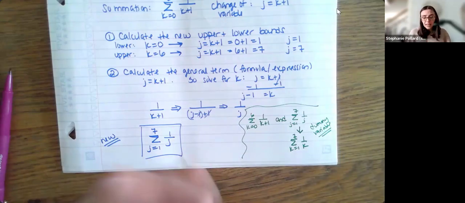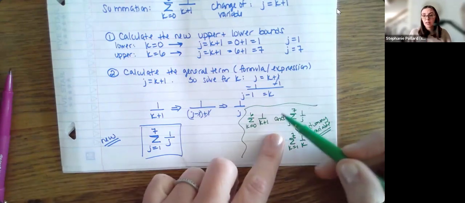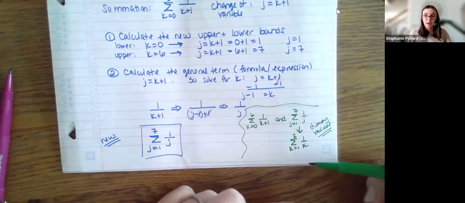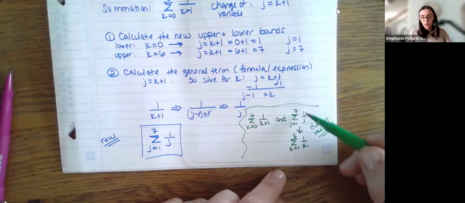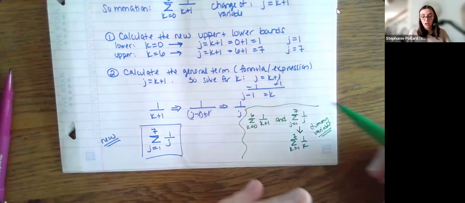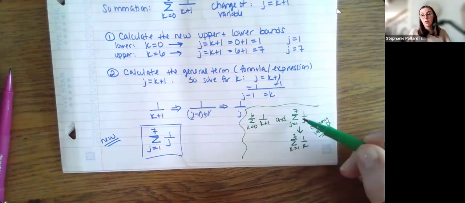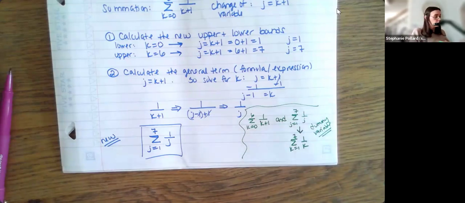So again, you may notice on some of the homework questions that once you make that change of variable, they may want you to go back to the original variable instead. In that case, you're not plugging everything back in, you're just literally changing the variable. So you have your new summation, and then you can switch it to any variable that you want to. So here we can go back to that k if we want.